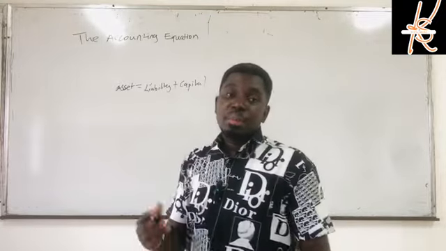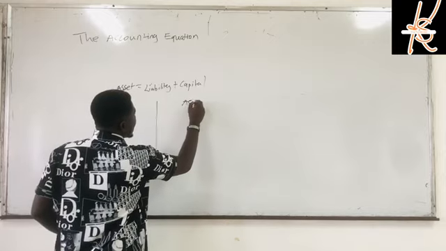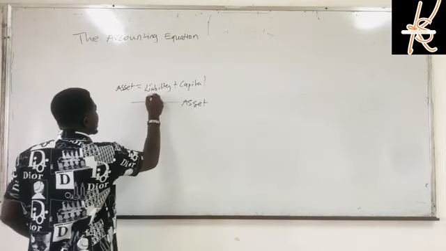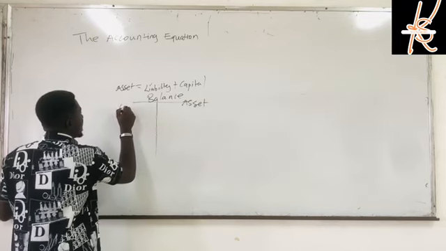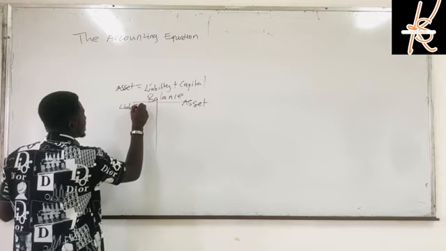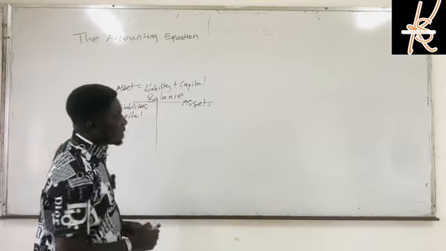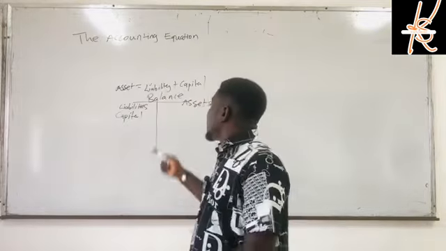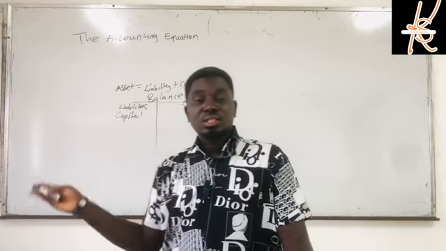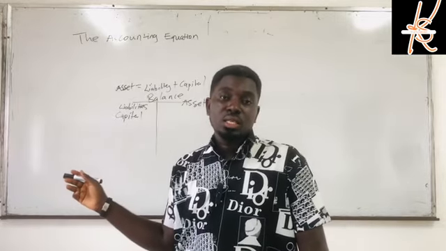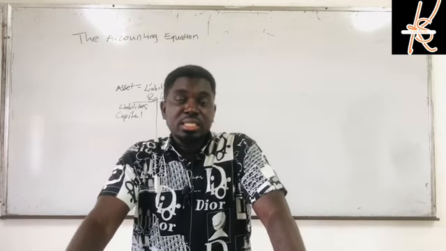So the balance sheet format is like this. We have the assets at this side, and then we have our liabilities, and then our capital. So we have the liabilities and the capital at the credit side, and then we have our assets at the debit side. That is the T format. If you want to use the tabular format, do we get it? Thank you.